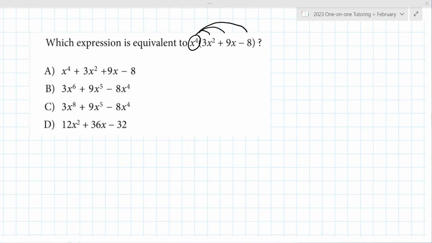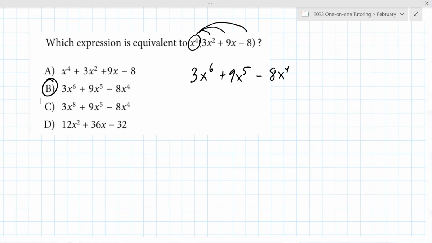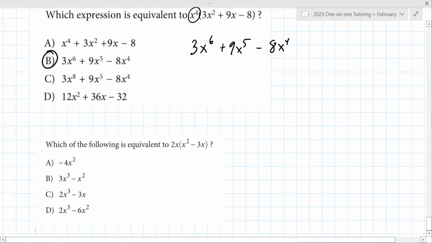Maybe. Yeah, so it's 3x to the 6th plus 9x to the 5th minus 8x to the 4th. Yeah, it is letter B. It's a lot easier when the answers are there. So here's one more that's kind of like that. I'll put that up here on the screen for you to try.